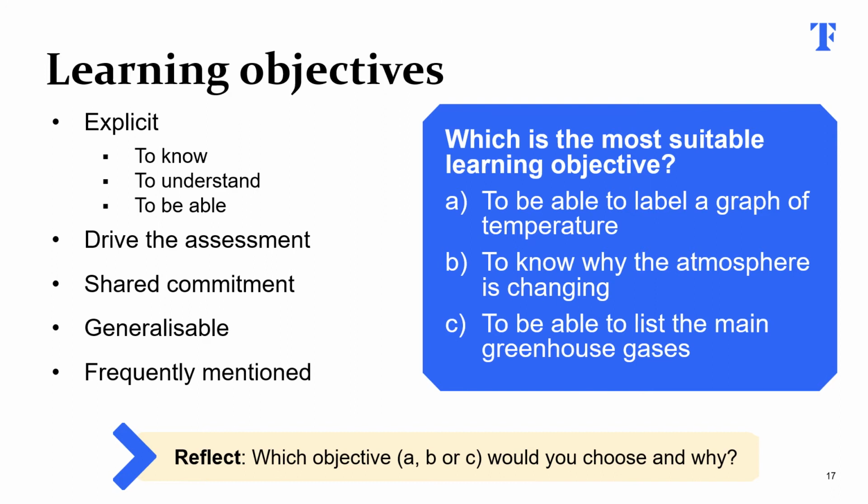The correct answer in this example is B, to know why the atmosphere is changing. Both A and C relate to activity and what pupils will be doing, whereas B is the only learning objective that describes what they are learning about.